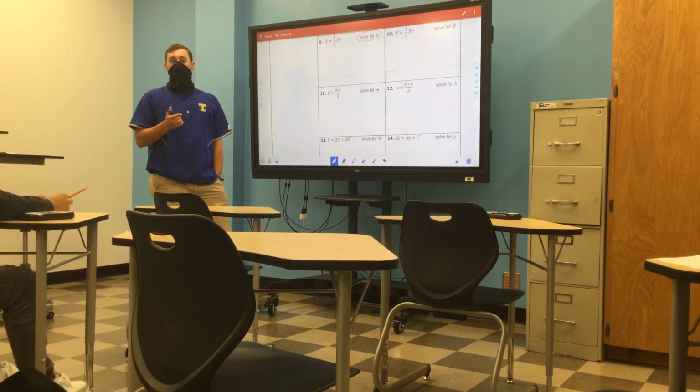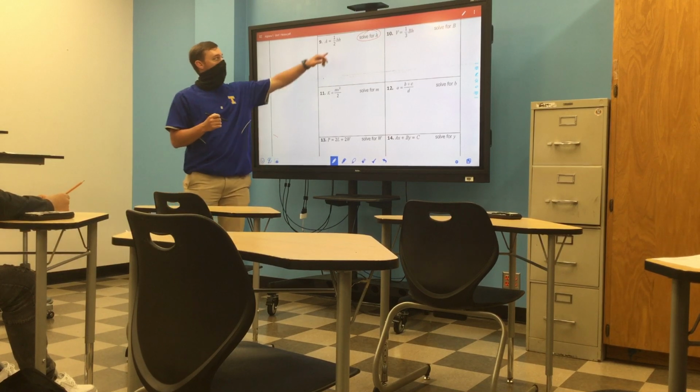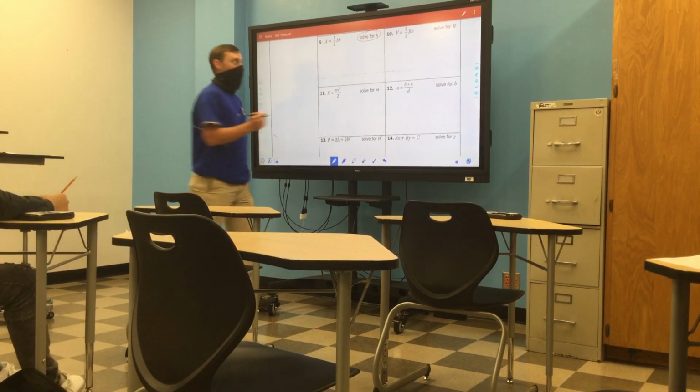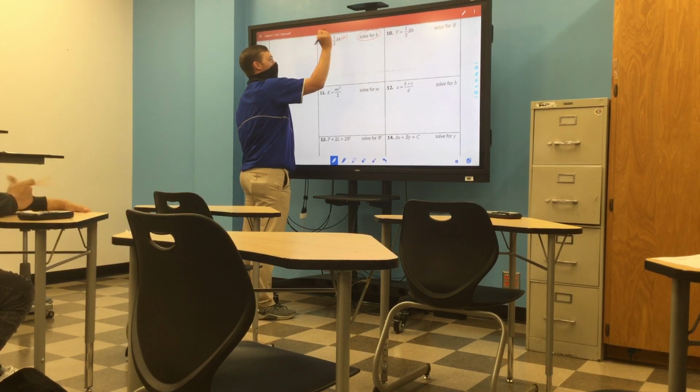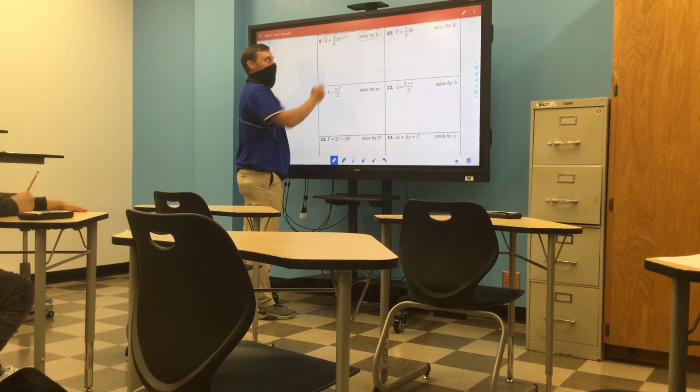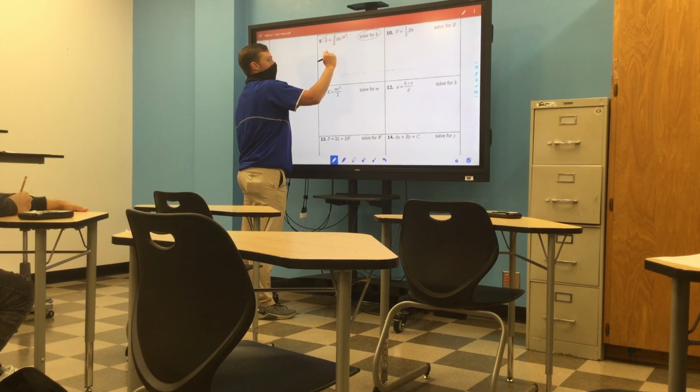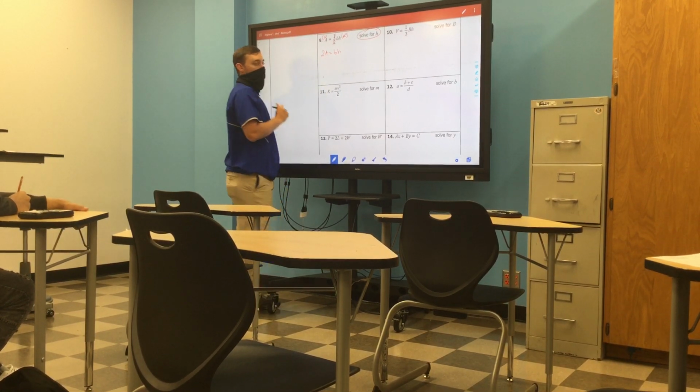I agree with you on the multiply. We need to multiply to get rid of this fraction, so what do I have to multiply by? What would get rid of this fraction here? Two. Okay, so I'm going to multiply both sides by 2, and what that will do is get rid of my fraction on the right side, and I'll have 2A is equal to B times H.